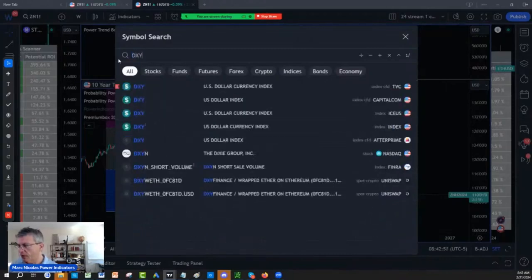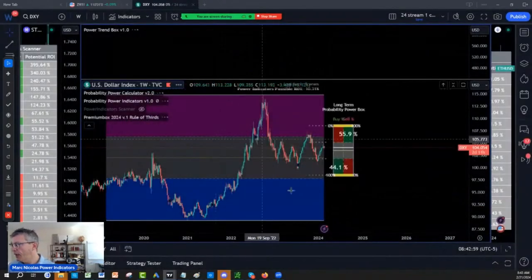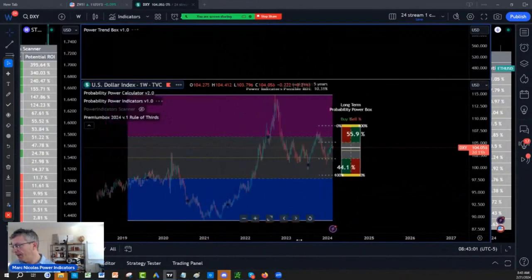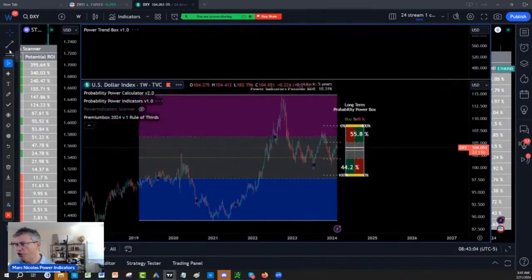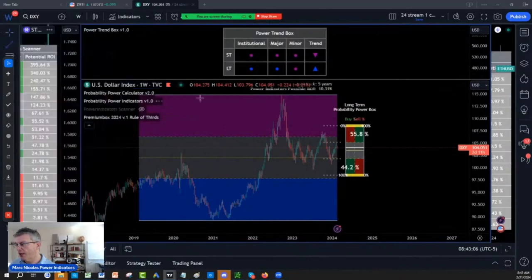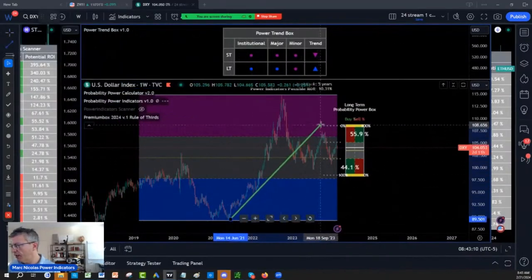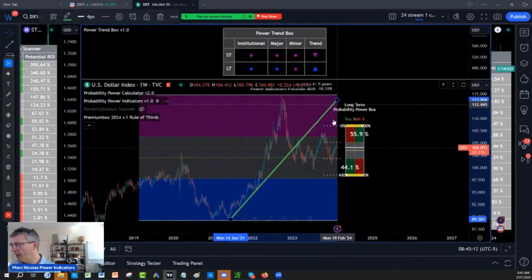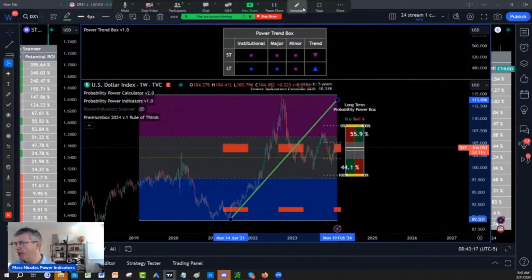The Dixie first, the dollar. So look here, the dollar. This was the structure last year. When I say structure line, it is a trend line. This is your structure line, and we broke it. Now you have what I call a Victor Sperandeo 1-2-3 formation on the bounce, right?